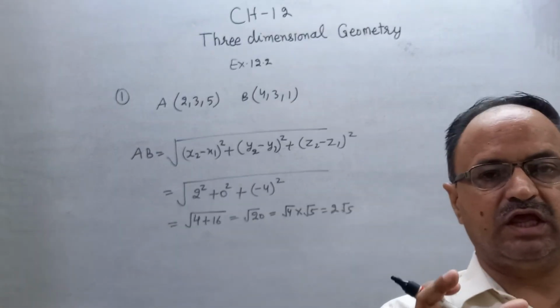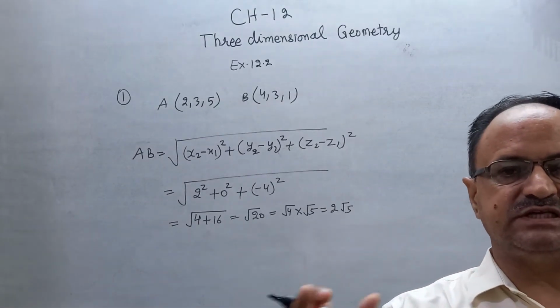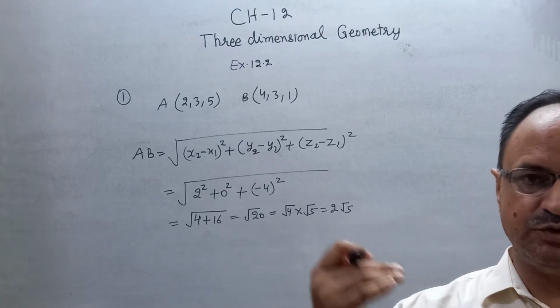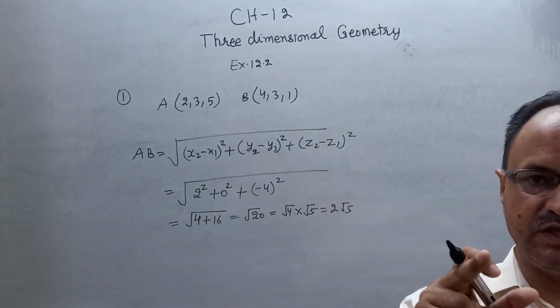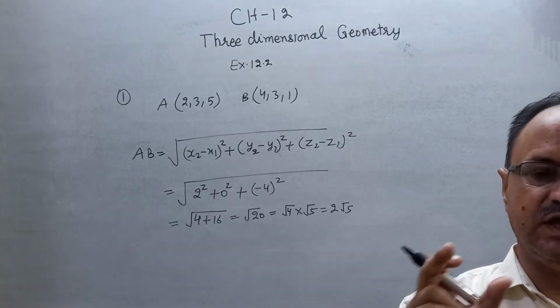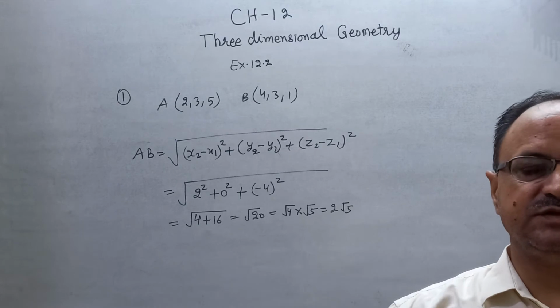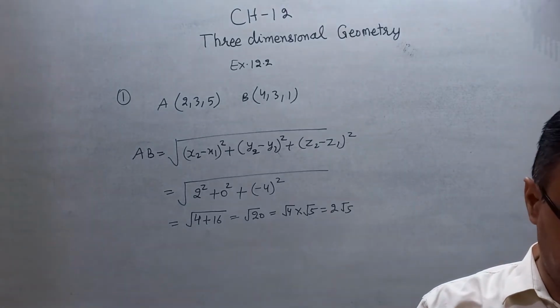Already you know AB plus BC is equal to AC. If AB plus BC is equal to AC, using the distance formula you can find AB, then BC, and then AC. If the sum of two distances is equal to the third, it means the points are collinear.